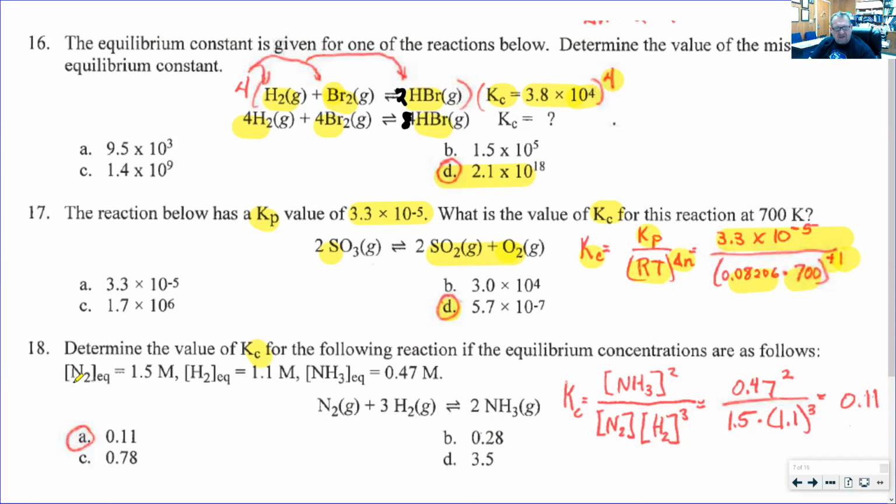So I've got the equilibrium concentrations of all the products and the reactants in the system. So I simply need to write out the K sub C expression, products over reactants. So the products squared, the NH3 is ammonia. The reactants are the nitrogen and the hydrogen gas. The hydrogen has to be cubed because of the stoichiometry associated with it. And now you just simply plug in these molar concentrations, make sure you raise them to the power. You got to square the NH3, you got to cube the hydrogen, and you find out that K sub C is 0.11, or choice A in the system.